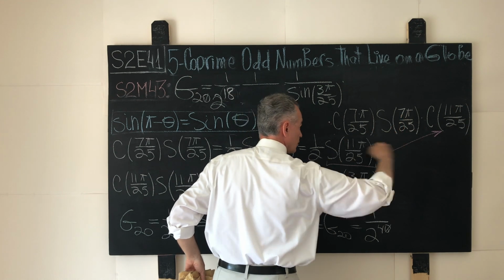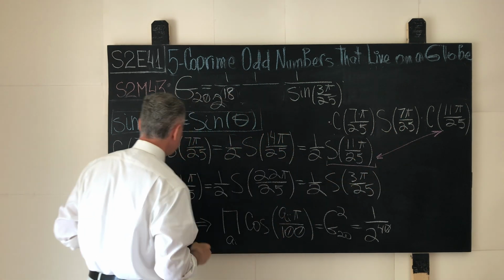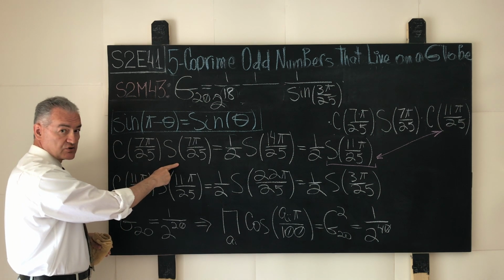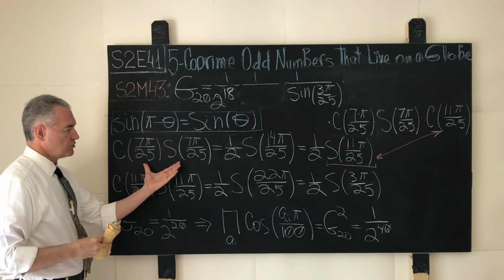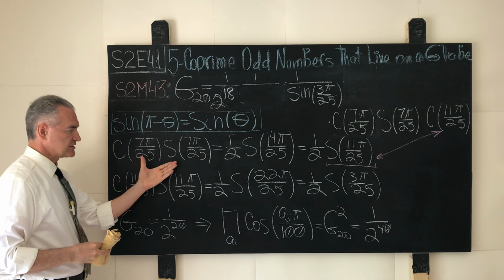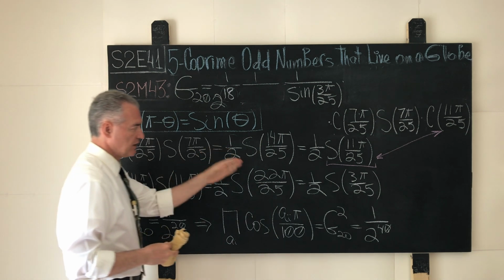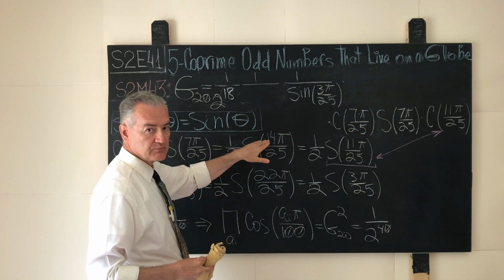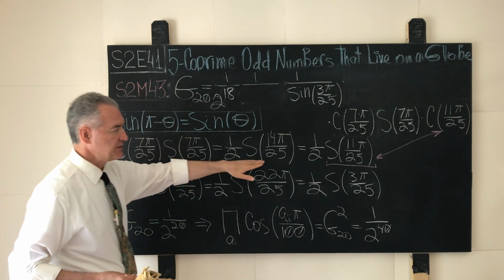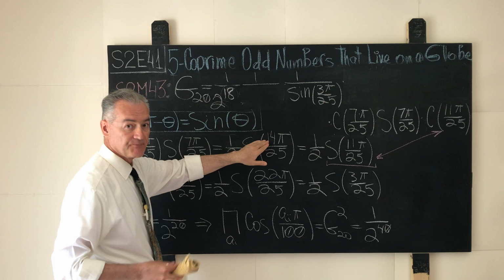Again, we roll up this product into what? According to the double angle identity for the trigonometric function of sine, we roll up the product of these two trigonometric functions of cosine and sine of the same argument into 1/2 of the sine of 14 pi over 25. But magically enough, again, by this formula, the distance between 25 and 14 is what? 11.